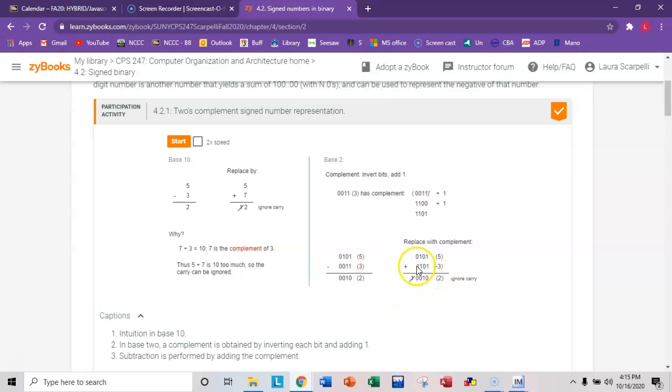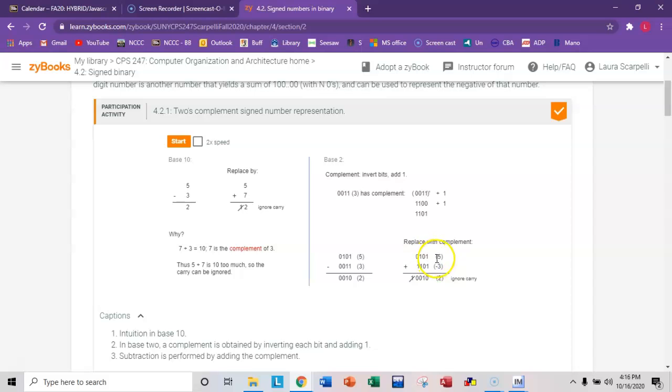Now you just need a way for representing a negative 3. So the way to represent a negative 3 is via 2's complement. 2's complement is accomplished by inverting each of the bits for the number. So you would get 1100 in this case, and then add 1. So you get 1101. Now take that negative number and add it to positive 5, and there's your answer. We ignore the carry in this case.